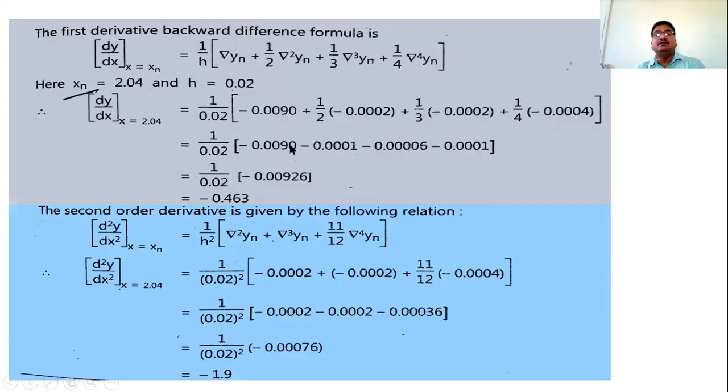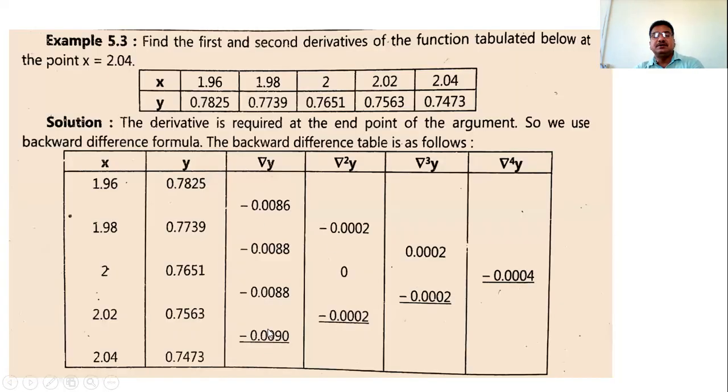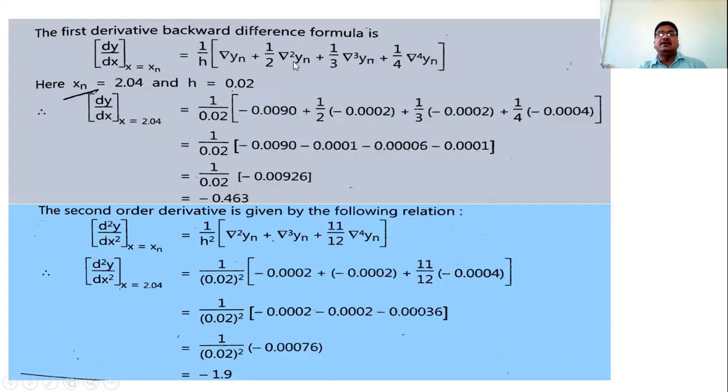This is the problem, that is, substitute all these values of del yn, del square yn, del cube yn, del raised to 4yn at this place. We get this answer minus 0.463. This is the first order derivative at the last point, at the point 2.04.